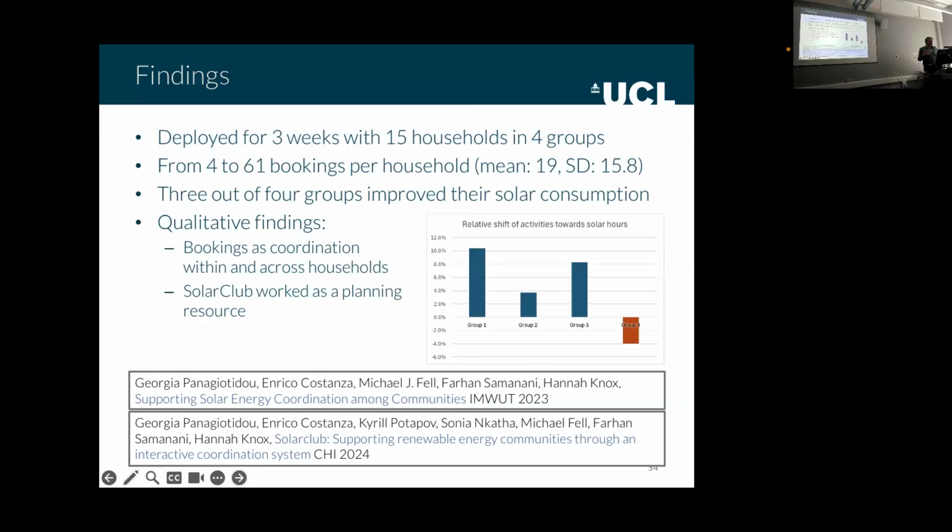Participants engaged to various extents with the system. They made from 4 to 61 bookings per household. 3 out of the 4 groups improved their solar consumption compared to a baseline week that we measured at the beginning of the trial. And as before, we did semi-structured interviews through which we learned that the bookings worked as a way to coordinate, not only across households which are members of the solar community, but also within the household. And in general, the calendar worked well as a planning resource. Like the calendar worked well as a calendar.